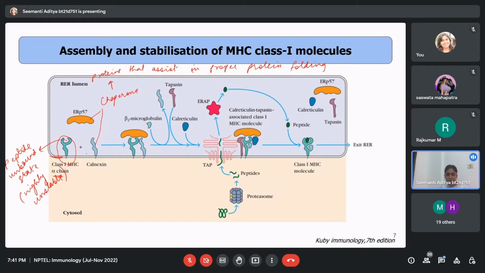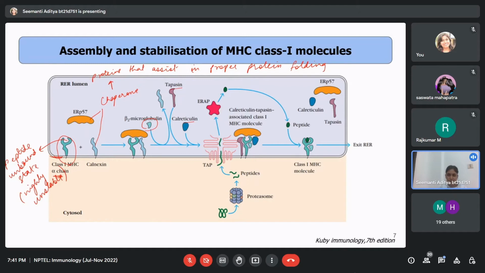So in order to stabilize it, what will happen? The chaperone proteins will bind. Once the chaperone proteins bind, another subunit, the beta 2 microglobulin subunit, will bind to the MHC class 1's alpha chain. Once beta 2 microglobulin binds here, two other chaperone proteins, tapasin and calreticulin, will again bind to this complex.